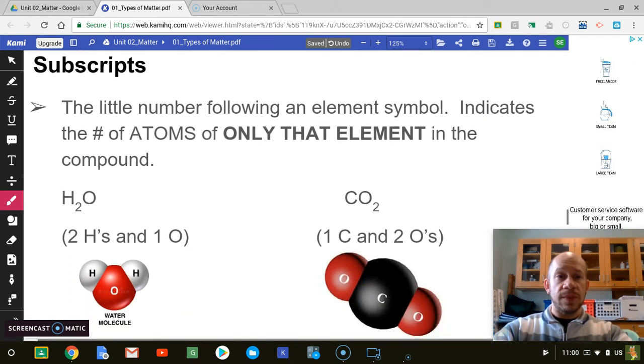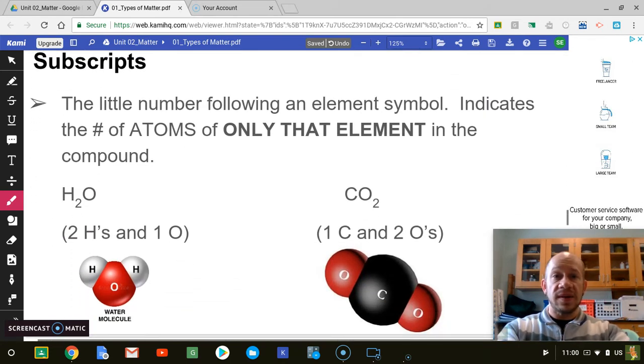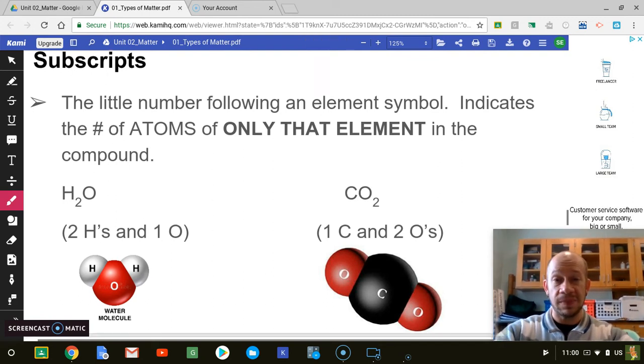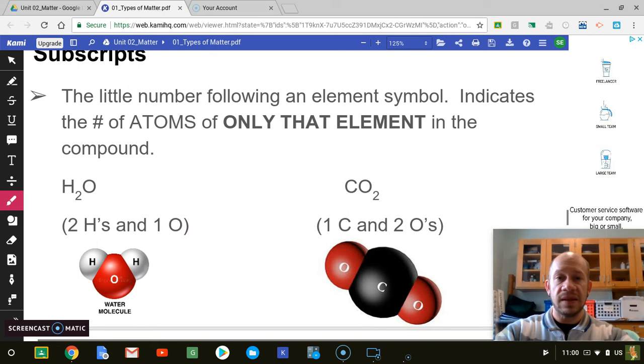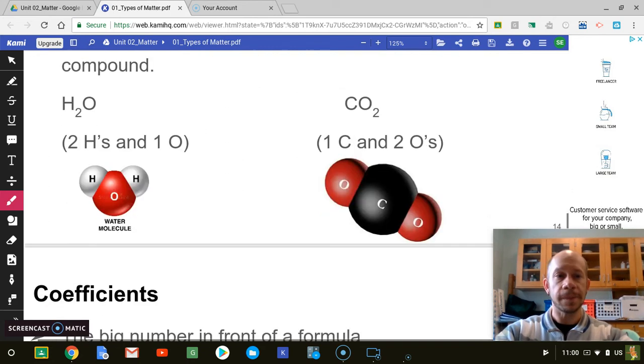The subscripts are the little numbers that follow an element symbol. This indicates the number of atoms of only that element in the compound. For example, in H2O, the 2 tells me I have 2 H's, and the O tells me there's only 1. We never write the little 1 after it. It's always implied. In carbon dioxide, there's only 1 carbon. However, because that subscript 2 is there, that's telling me I have 2 oxygens.